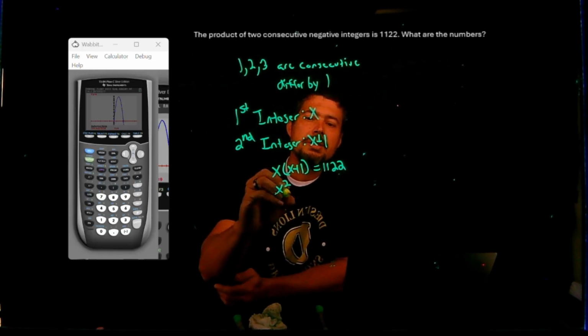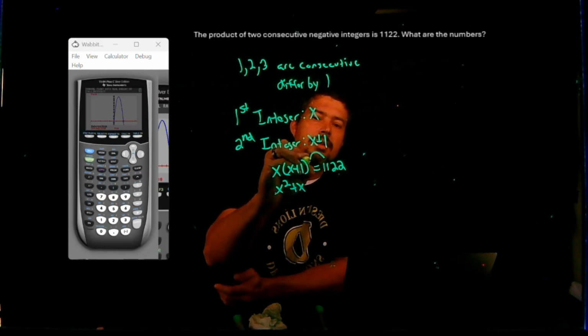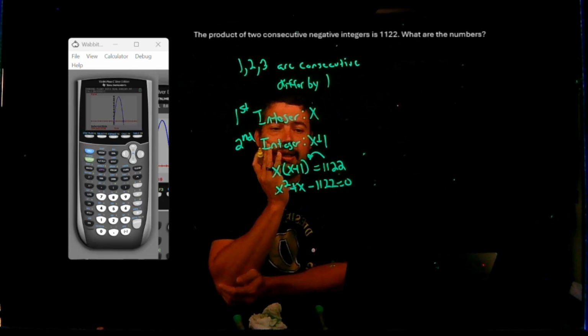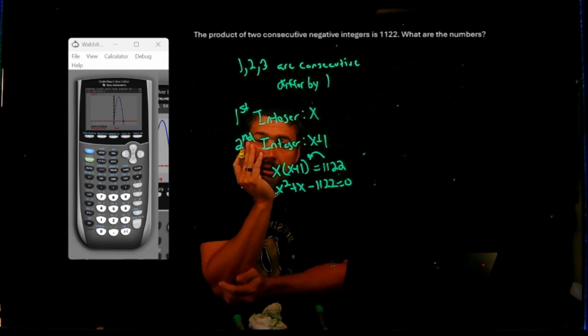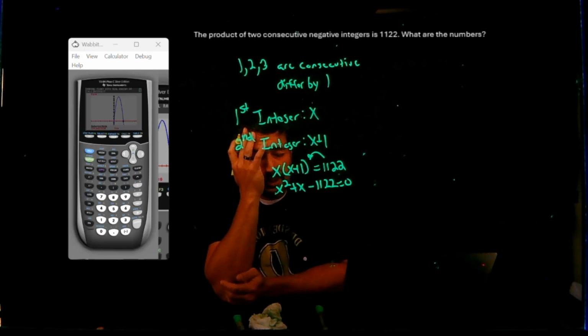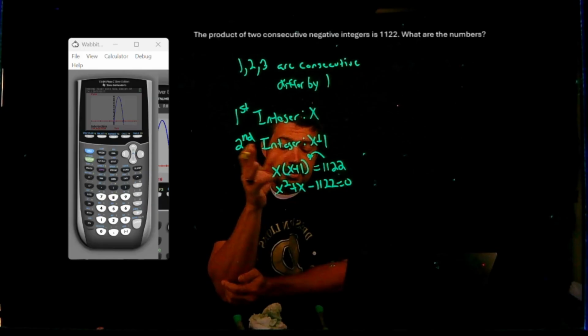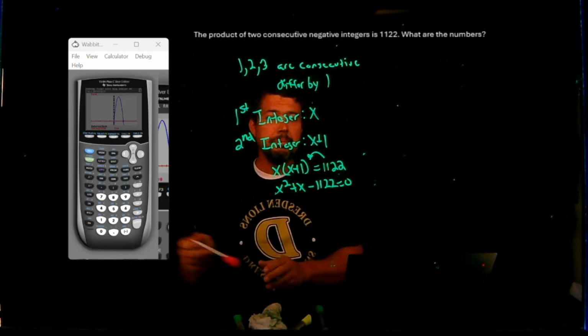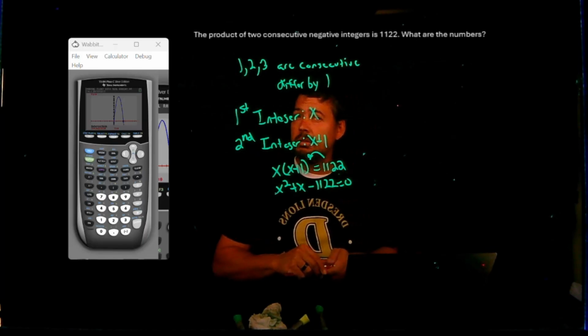x times x is x squared plus x, shift left, minus 1122 is 0. And I am quite certain that thing factors. I just don't want to think about it right now. I kind of do, but I don't, because I'm mentally exhausted. So I'm just going to do some quadratic formula on it, and I hope you're okay with that. It's not going to be pretty. I could complete the square.